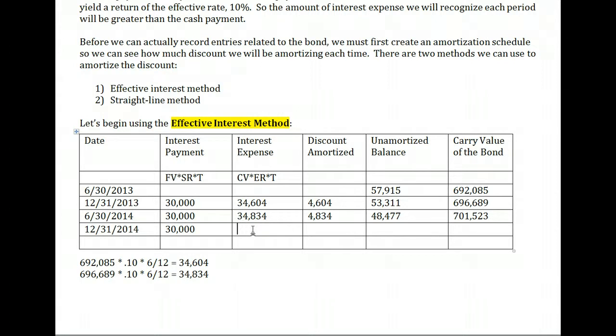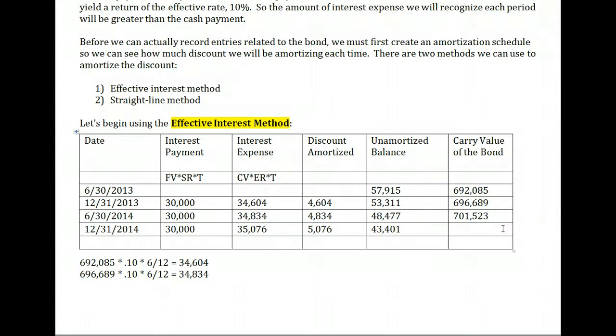All right, hopefully you've paused it. What you did is you took 701,523 times our 5%, which gave you, I hope, 35,076. Again, we've rounded that, which makes our discount amortization for the period 5,076. Now, what will that bring our unamortized balance to? Well, you take the 48,477 and you subtract the 5,076. That brings us to 43,401.